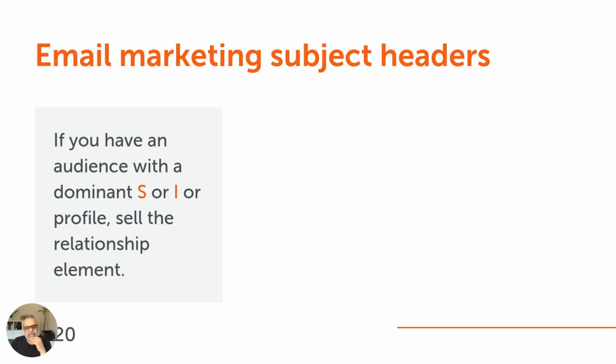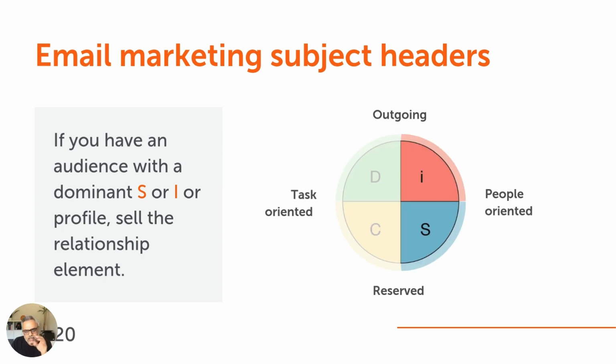Email marketing subject headers. Now, when you're sending out email marketing, the subject header is the very first thing that's going to encourage someone to open the email, and then you want them to take that next call to action, whatever it is. So let's say you have an audience with a dominant S or an I profile. Remember the DiSC profile circle that I showed you: your I's and your S profiles are much more people orientated. So you want to work along the lines of something that's maybe less factual and less about the direct results, and something that's a little bit more about building relationships and reassuring and engaging and people orientated.